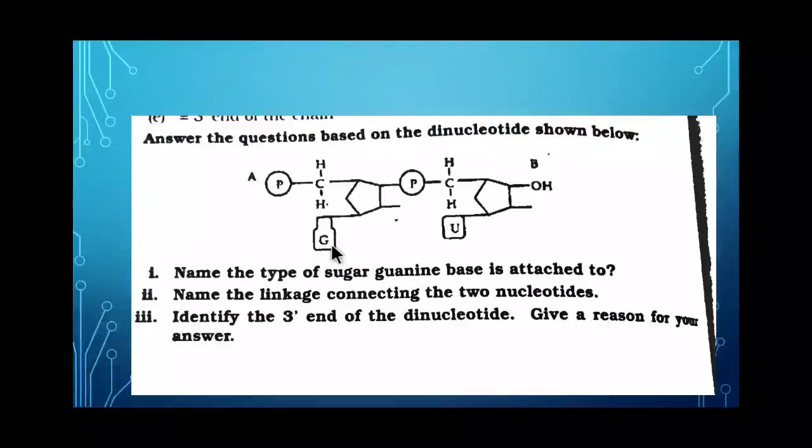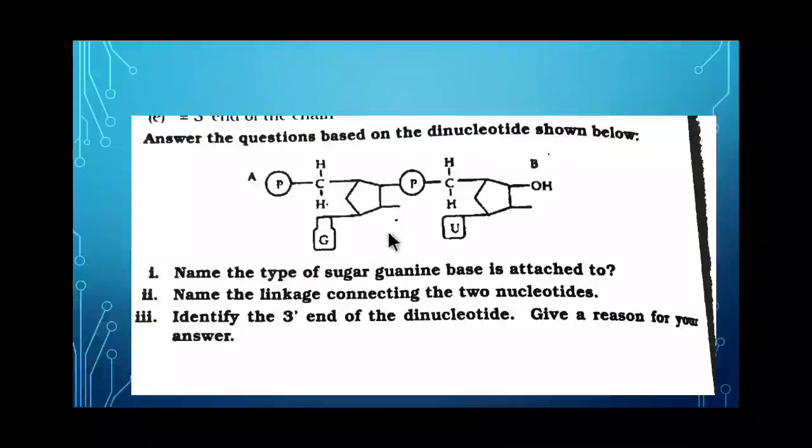Either it can be ribose sugar or it can be deoxyribose sugar. So if here you can see that it is written U, that means uracil. So this sugar is ribose sugar. Now name the linkage connecting the two nucleotides. So what is the linkage that connects the two nucleotides? So there is a phosphodiester linkage which connects the two adjacent nucleotides.